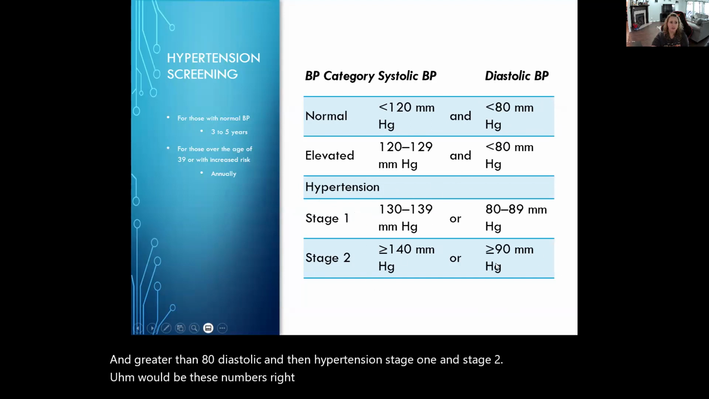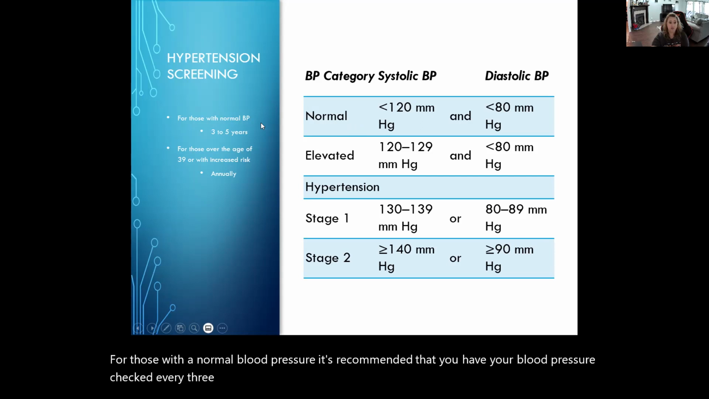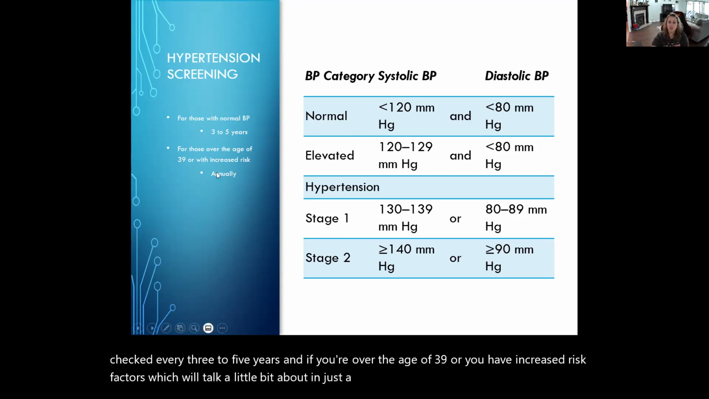For those with a normal blood pressure, it's recommended that you have your blood pressure checked every 3 to 5 years. And if you're over the age of 39 or you have increased risk factors, which we'll talk about in just a minute, you need to check annually.